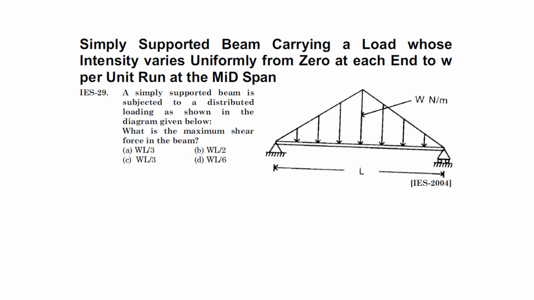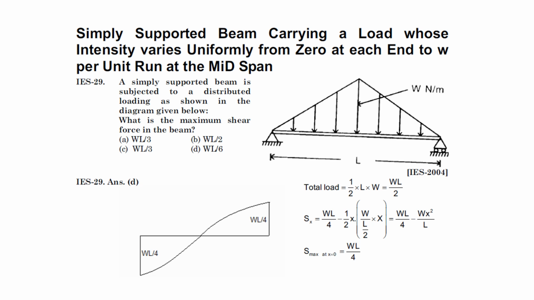Here also a simply supported beam is subjected to distributed loading as shown in the diagram given below. What is the maximum shear force in the beam? In this loading condition they are asking for the maximum shear force. Again, the total load is the area of this triangle, half of length into width, so it is WL by 4. The shear force is the total load WL by 4 minus one by two WL by 4 into X.